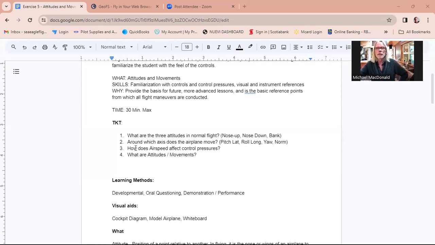Another thing I would talk about is how airspeed affects control pressures. The controls are basically just flaps or flippers on the airplane, like ailerons, elevator, and rudder, so the faster you go, the more air flows over the control surfaces, and the more pressure you feel when you move the controls. That's what I would try to determine, whether they understand these things.